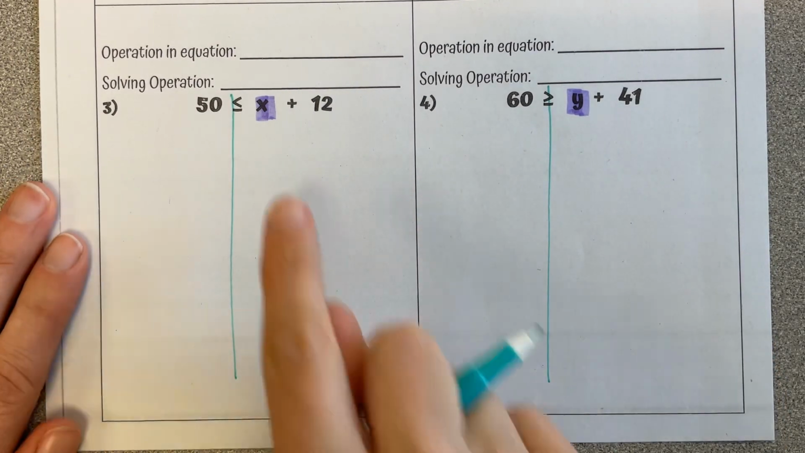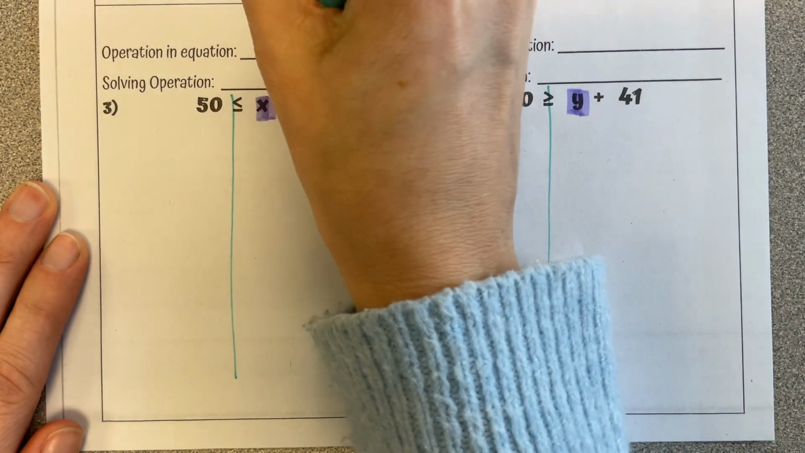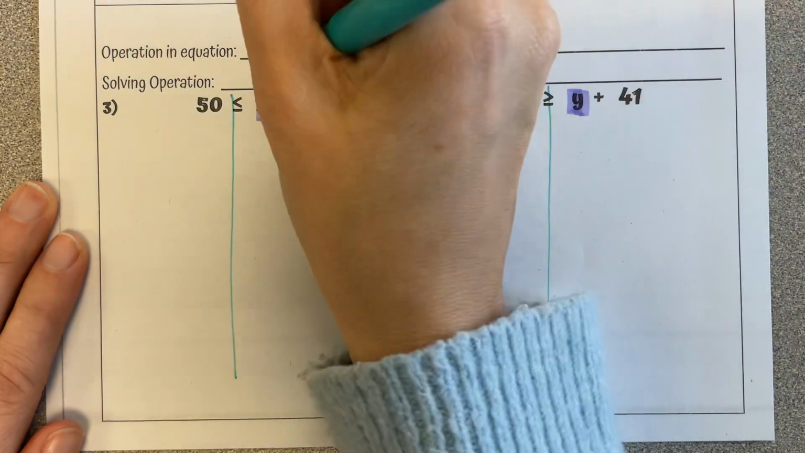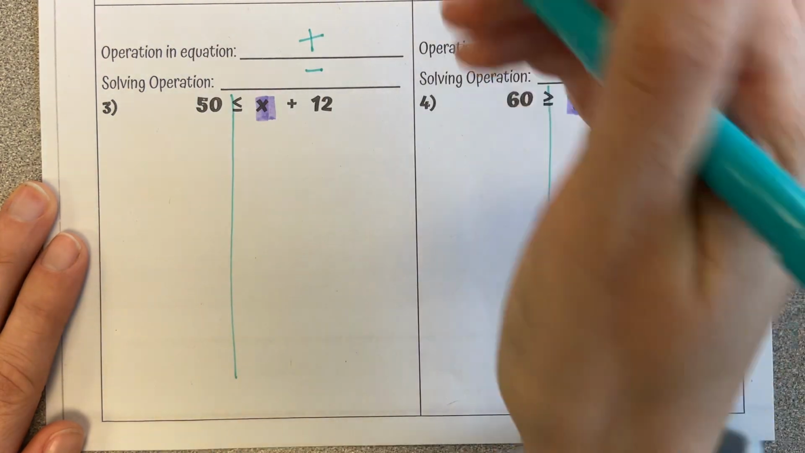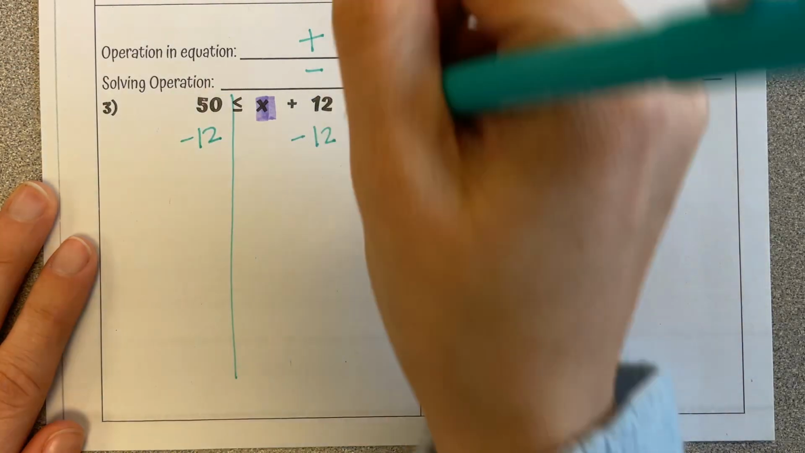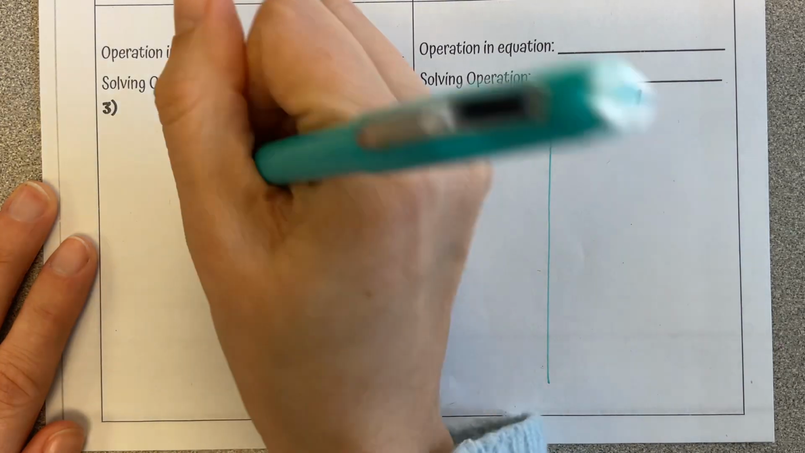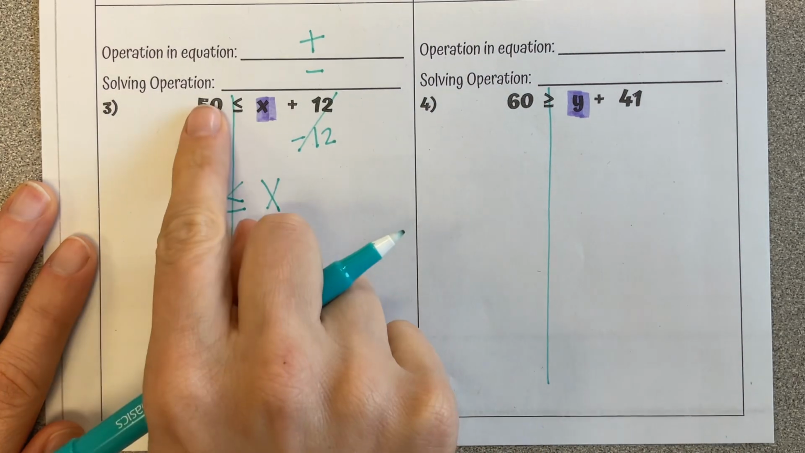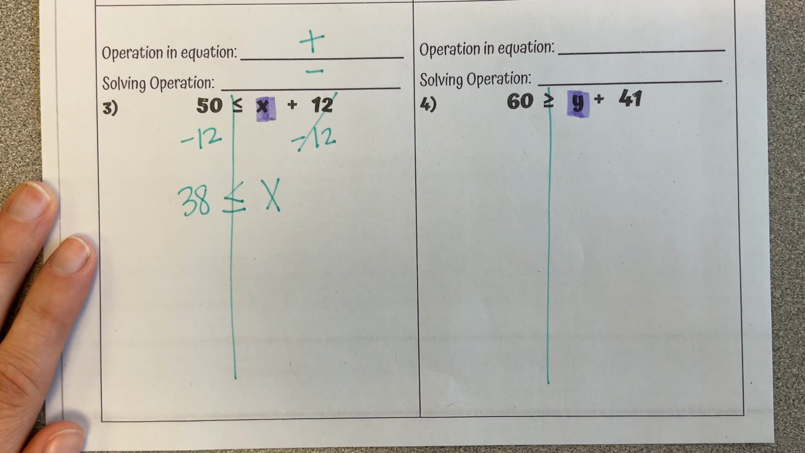Number 3, our variable's on the right side now. When we look here, the operation that I see is addition. The opposite of adding is to subtract. So since 12's on the side with the variable, instead of adding 12, we're going to subtract 12 from both sides. Our x is left alone on the right side. I'm bringing down my inequality symbol, and here, 50 minus 12 is 38.